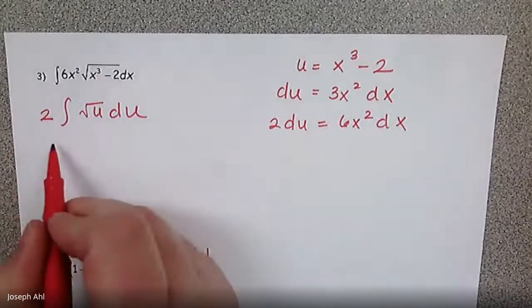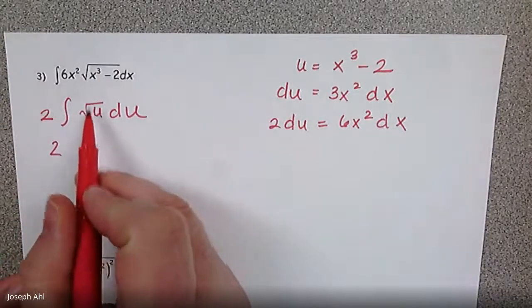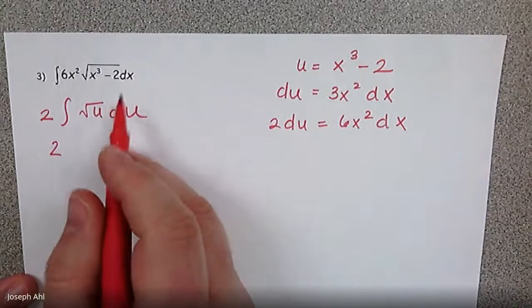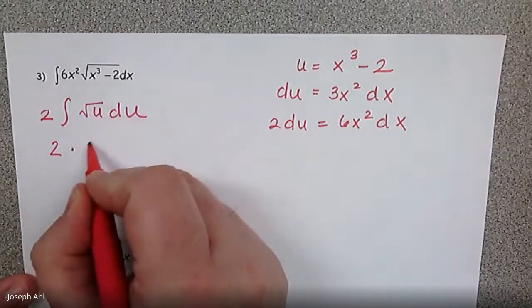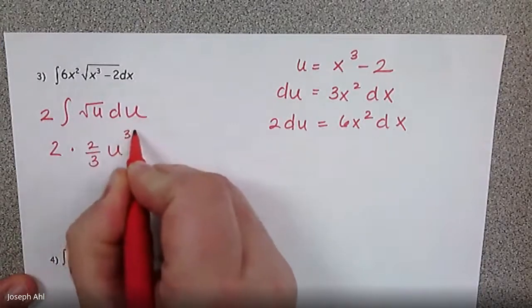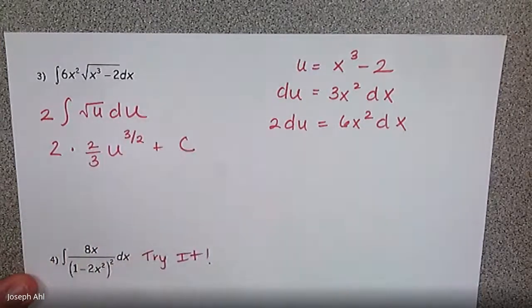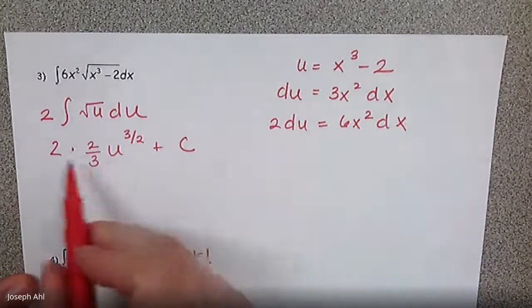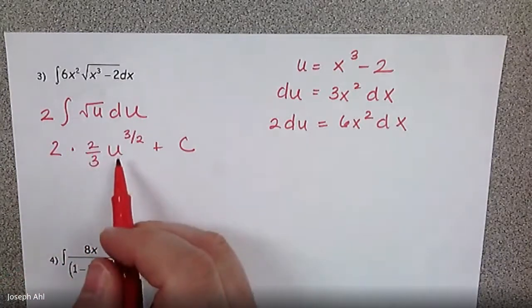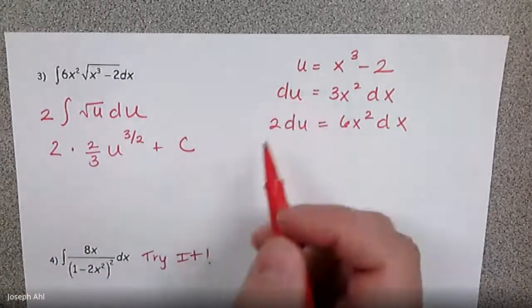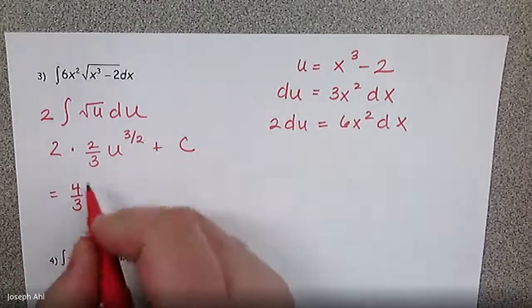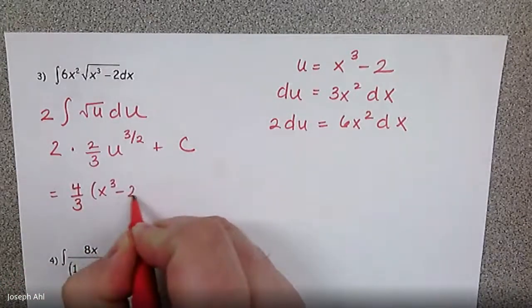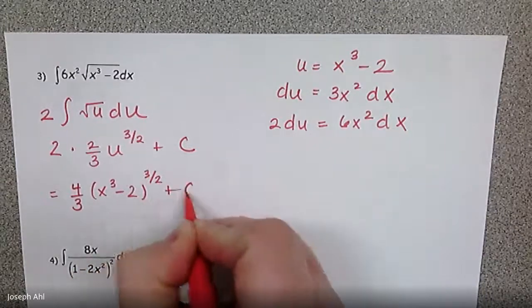And now we still have our anti-power rule. If this is u to the 1/2, up it, so now it's 3/2. Divide out front, so that's 2 times, it's going to be 2/3 u to the 3/2 plus c. So this is going to become 4/3 as a coefficient. And since u is x cubed minus 2, you would write this as 4/3 of x cubed minus 2 to the 3/2 plus c.